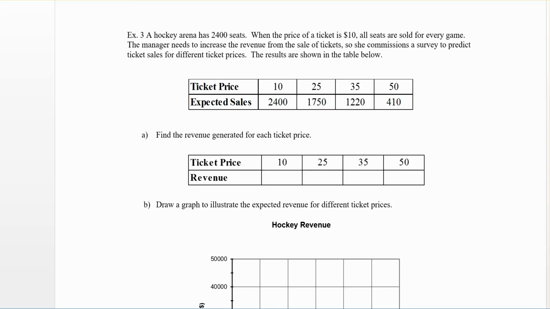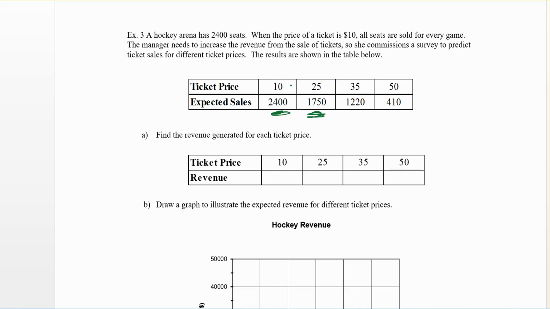It says a hockey arena has 2,400 seats. When the price of a ticket is $10, all seats are sold for every game. The management needs to increase the revenue from the sale of tickets. So she commissions a survey to predict ticket sales for different ticket prices. The results are shown in the table below. So ticket price $10, they make that much. This is the data that she found. Ticket price 25, expected sales, it's going to go to that, right? Ticket price 30, and so on.